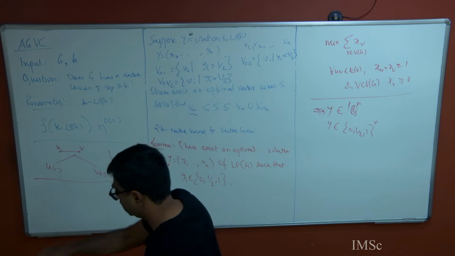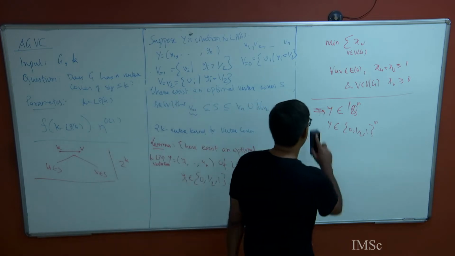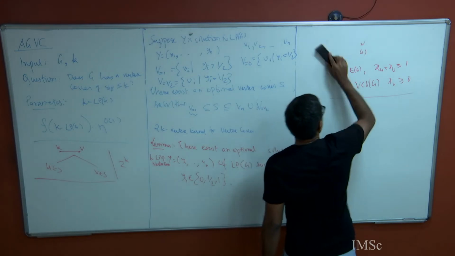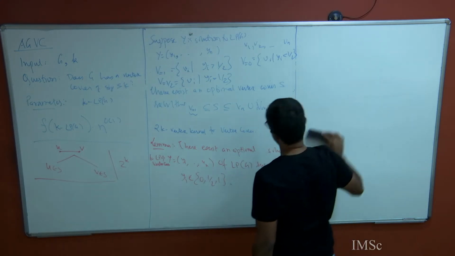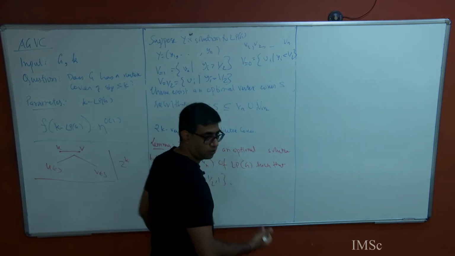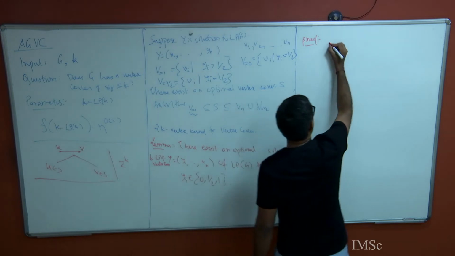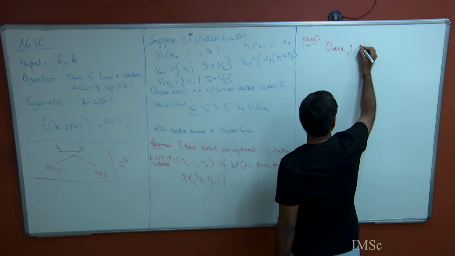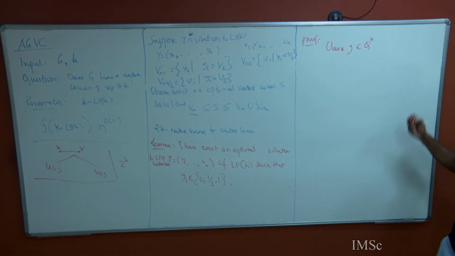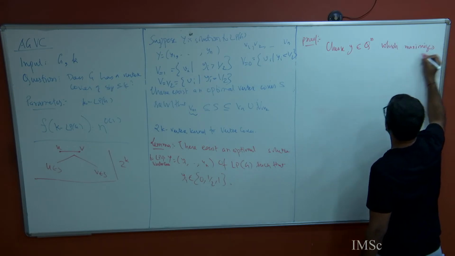So let's try to prove this. I'm not going to assume it, we're going to prove it. Let me argue by contradiction. Choose y in Q to the n, among all the LP optimal solutions, which maximizes the number of its coordinates in {0, half, 1}.